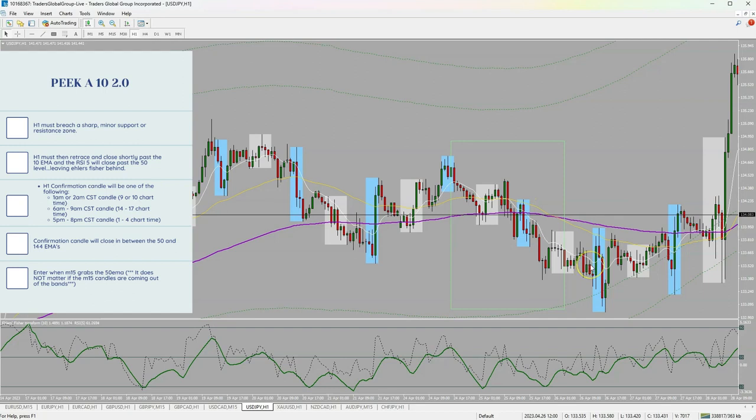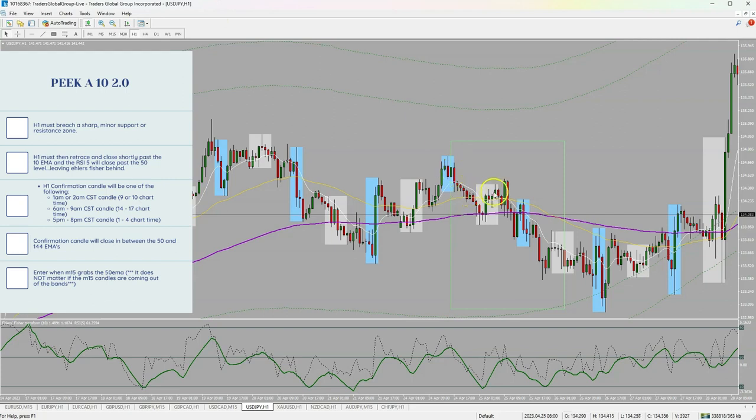So if you look at rule number 4 on this, you see it says the confirmation candle will close in between the 50 and the 144 EMAs. That is a very big difference versus the other examples we looked at, because in those it definitely didn't close in between the EMAs. When that happens, you do not need to go to the reassurance template and make sure that the 200 SMA is on the right side of the 400 SMA. Like, you don't have to do all that.